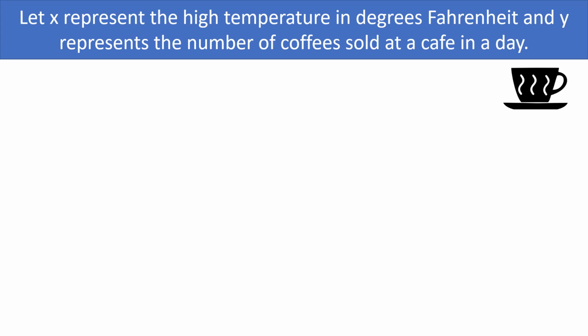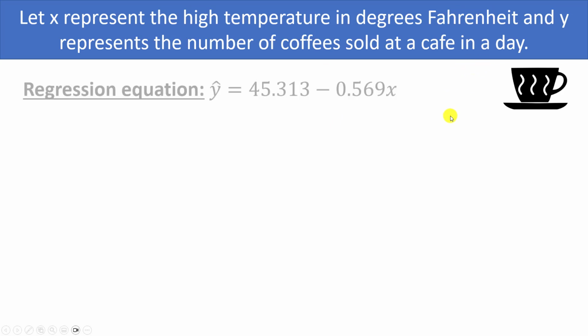So here is one for you to try. Let's say that X represents the high temperature in degrees Fahrenheit, and Y represents the number of coffees sold at a cafe in a day. Let's suppose that the regression equation is y hat equals 45.313 minus 0.569 times X. So basically, if you want to predict the number of coffees sold in a day at this cafe, you would take 45.313 and subtract 0.569 multiplied by the temperature in degrees Fahrenheit.